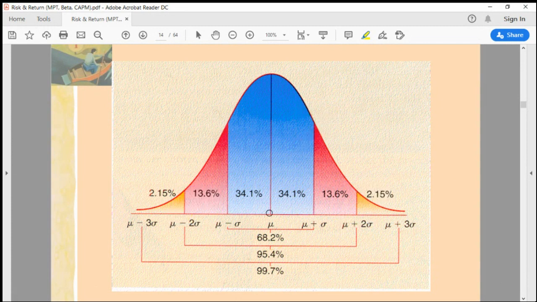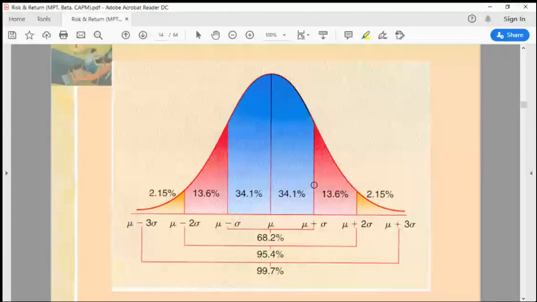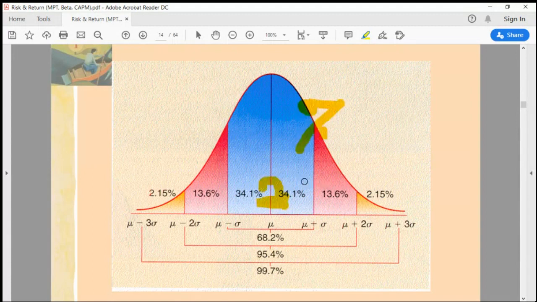So Apple's mean was like 1.81%. Let's just say 2% for simplicity's sake. And Apple's standard deviation was what? It was about 7%. It was greater than 7%, but for simplicity's sake, let's call it 7%.